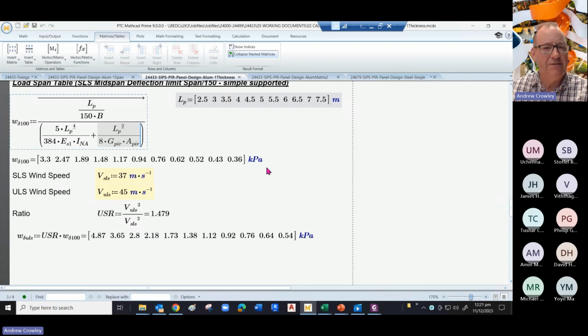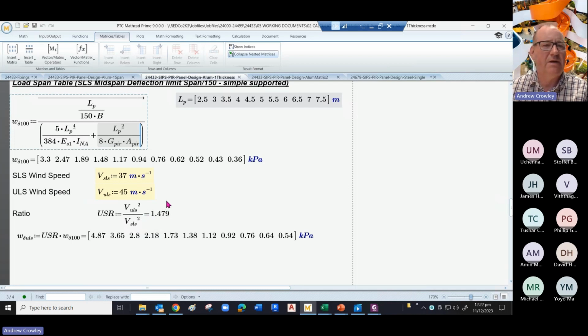So that's for serviceability, but we want to turn those into ultimate limit state loads. So we use a USR, that's an ultimate to service ratio. In this case, it's the square of the wind speeds, because remember, wind pressure is proportional to the square of the wind speed, and it pops out as 1.479. This, of course, will vary depending on what region you've got.